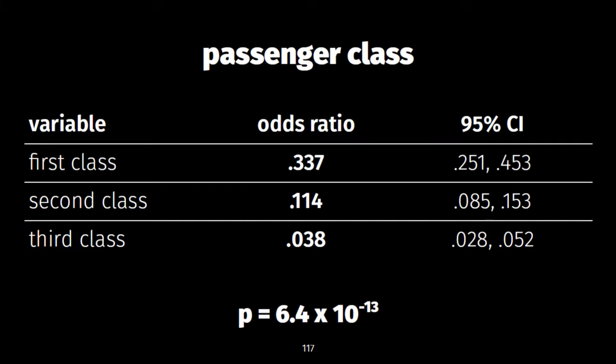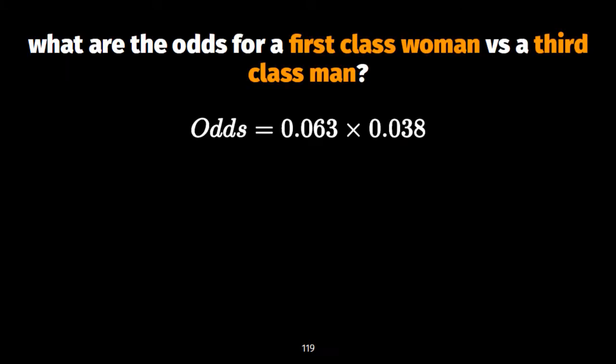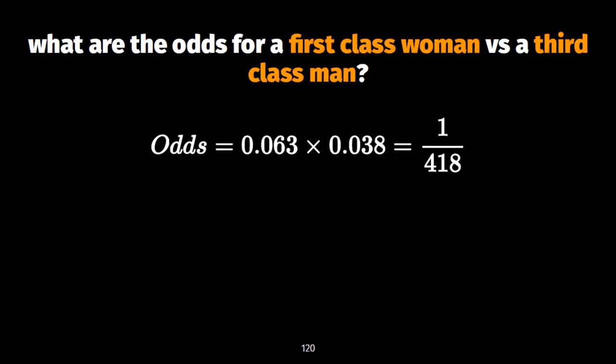Now, one of the nice features about odds ratios here is that we can combine them to figure out other things that might be of interest, such as comparing the odds of a first-class woman versus a third-class man. Turns out all we have to do is multiply these odds ratios right here, and you find out that the odds of a man in third class surviving are about 1/400th that of a first-class woman.